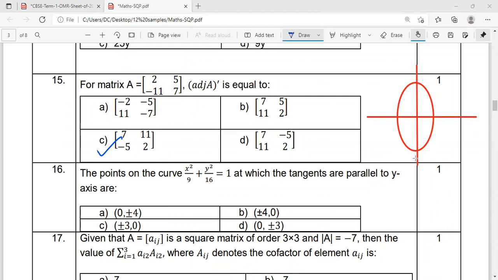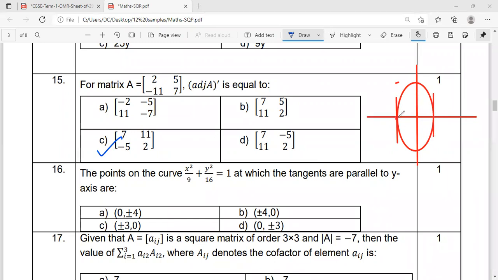Now, if you want to draw the tangents which are parallel to the y-axis, where will you draw? Here? Not here. Then where? Here? No. Obviously, you will draw it here. Parallel to the y-axis, the tangent should be drawn at these points. These are parallel to the y-axis. Look, you can see it graphically. And that's your answer.